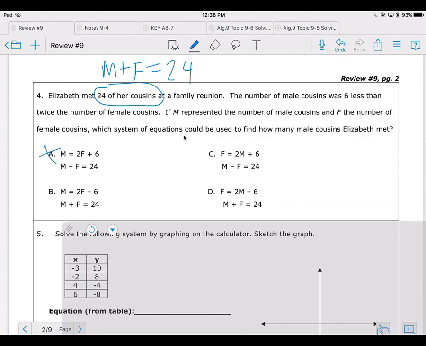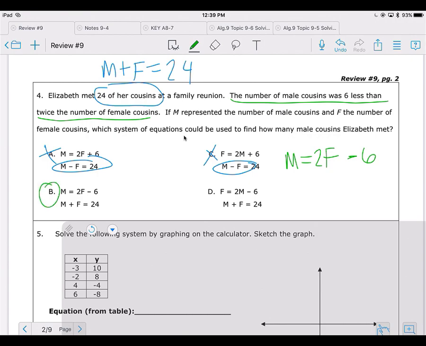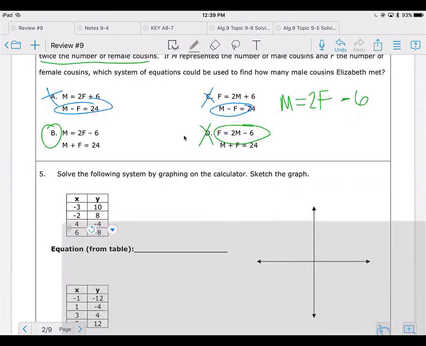Now I can mark out A because it doesn't have that equation, and C because it doesn't have that equation. Looking at the differences between B and D, it has to deal with the second sentence here. So they tell us the males were 6 less than twice the females. So males equal, 6 less than is a turnaround word, twice the females. So 2F minus 6, which is going to be answer choice B. Answer choice D has F's and M's switched around.